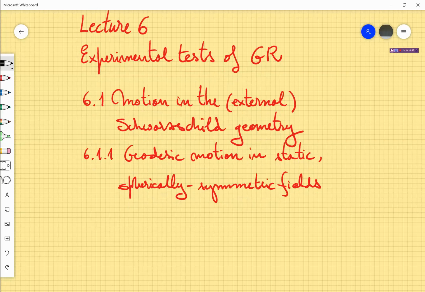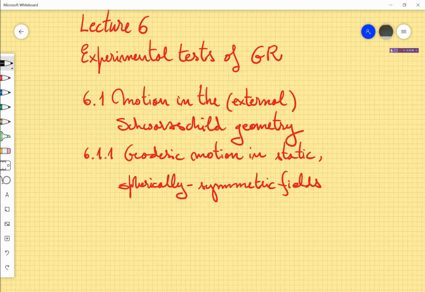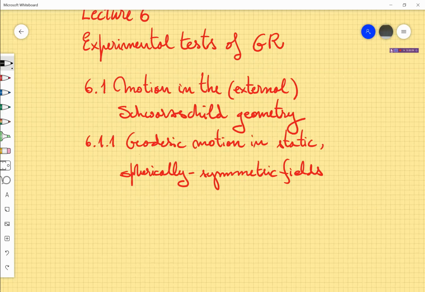As I said, the first thing that we are going to study is the motion of particles in the external Schwarzschild geometry. But first we start with a generic static spherically symmetric field, because one of the things that we did in the previous lecture was to find the generic form of a static spherically symmetric metric, whether it is or not a solution of the Einstein equations in vacuum or some other kind of equation. So this is a useful starting point. Then we will specify the form of the metric.